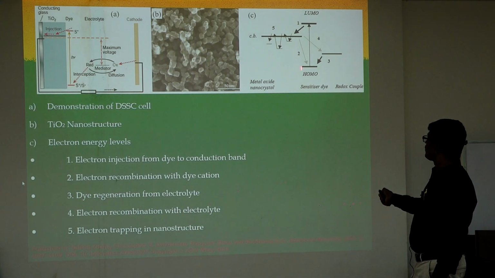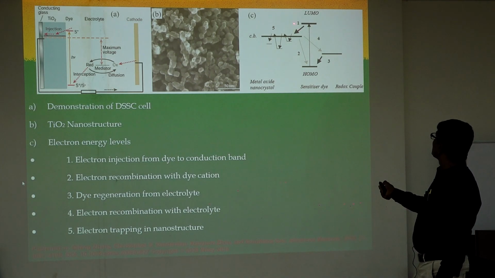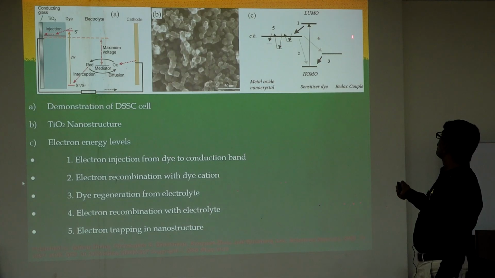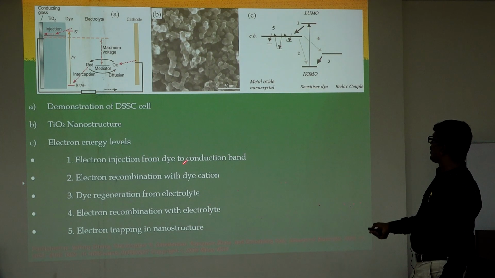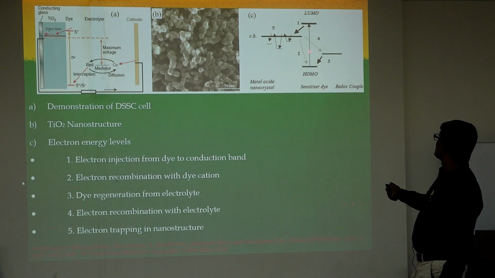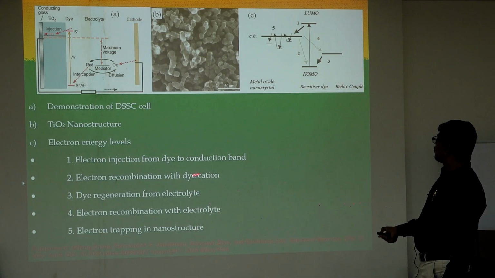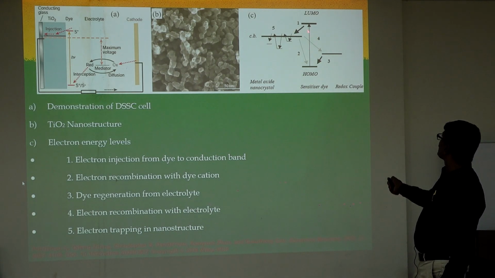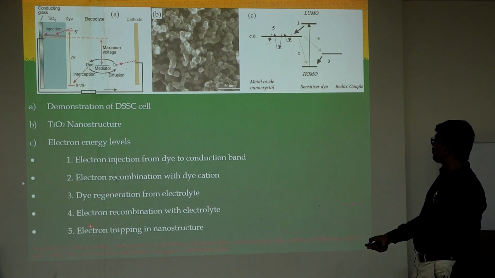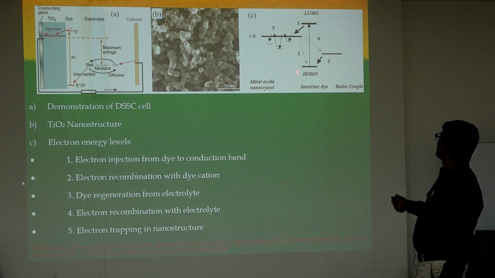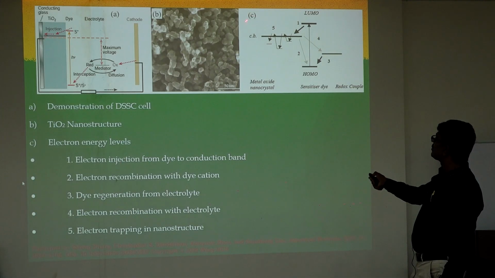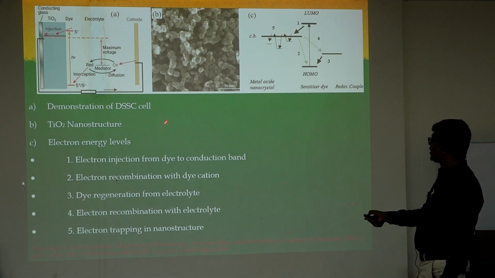Third step, dye regeneration. So the dye can once again come to the ground state actually here. So that is also a drawback, dye regeneration with the electrolyte. Fourth step, electron recombination with the electrolyte. We can see this one, once again it comes to the electrolyte actually. So these steps are dangerous steps in the reaction. And fifth, electron trapping in the nanostructure. We can see the electron can be trapped from the conduction band to the Fermi level etc., jumps here and there and goes to the excited state. That's the phenomena of your solar cell.